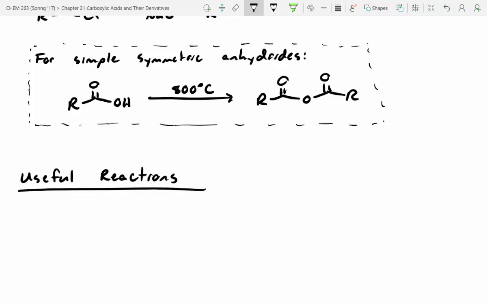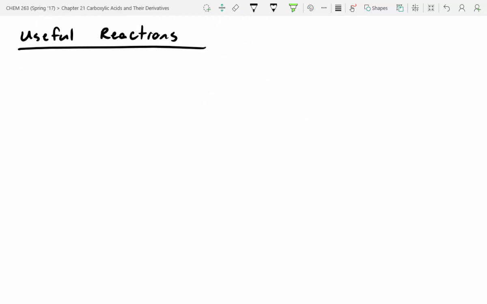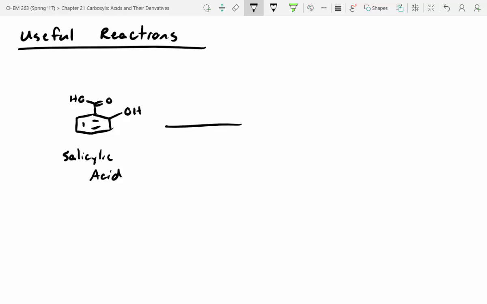I think those of you that took 131 might have done this reaction. So let's say we've got this. This is salicylic acid. And all we want to do is convert this to an ester. And this is called acetyl salicylic acid.